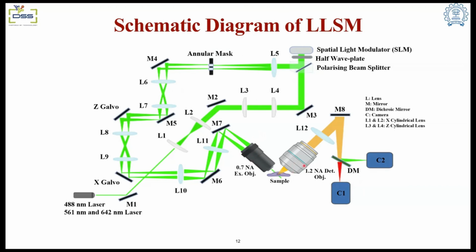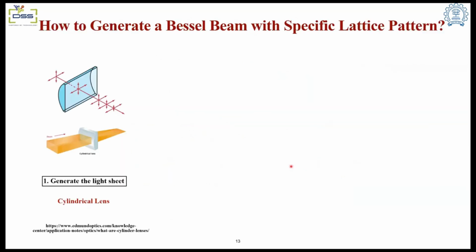And also, we should appreciate that this thin sheet of light excites only one plane at a time. That's why it has very little photobleaching. So here it is a cylindrical lens. This cylindrical lens is a special kind of lens. When the beam of light is coming, it will stretch this light.